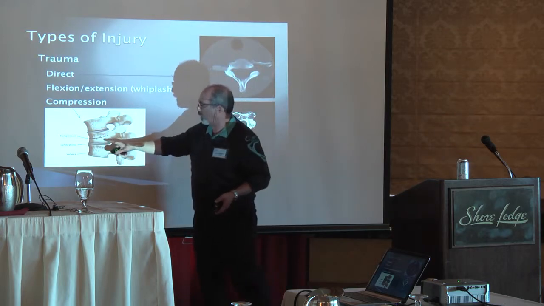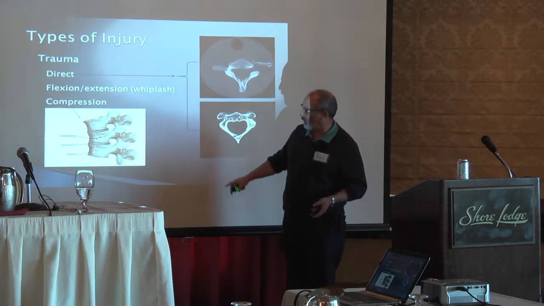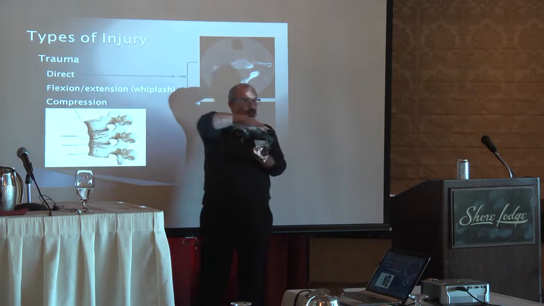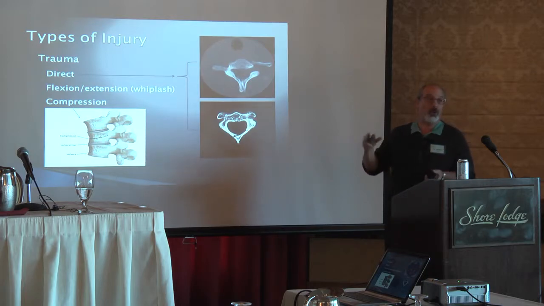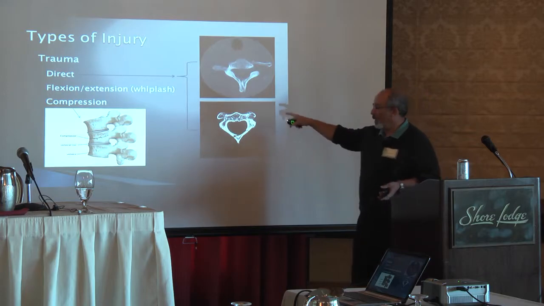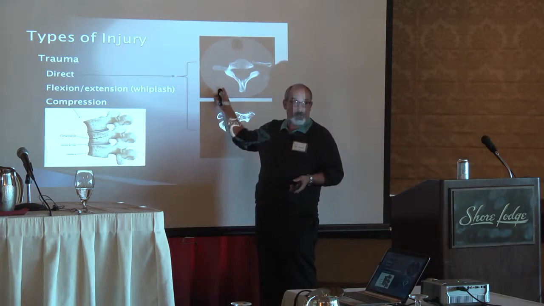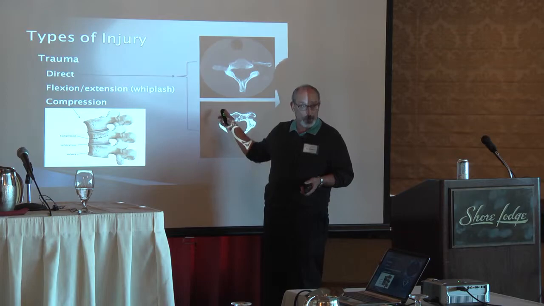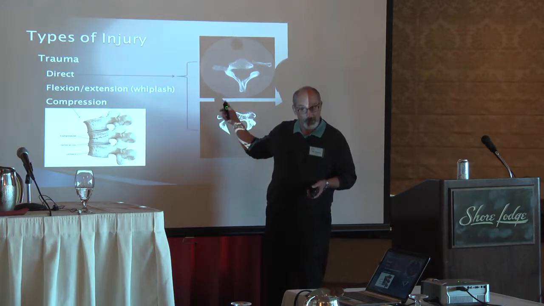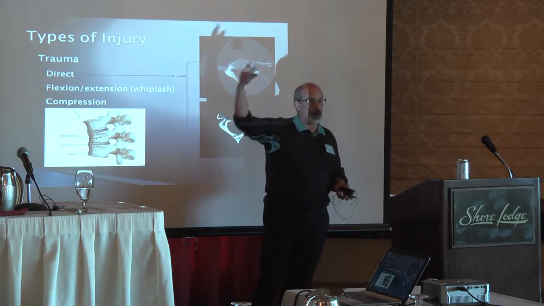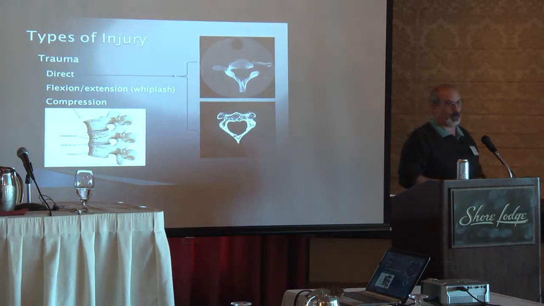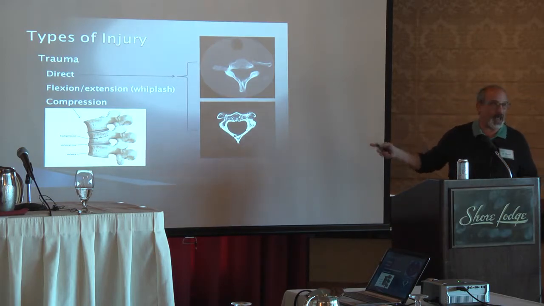We can get compression fractures. So the vertebra in the front gets squished and made into a wedge. That requires bone breaking, both of these. This is typically from a flexion or extension, a whiplash injury, if it's severe enough. Can be from direct trauma. This is from a flexion injury or a vertical compression injury. So in the lumbar spine, that happens when people jump off of heights and land.